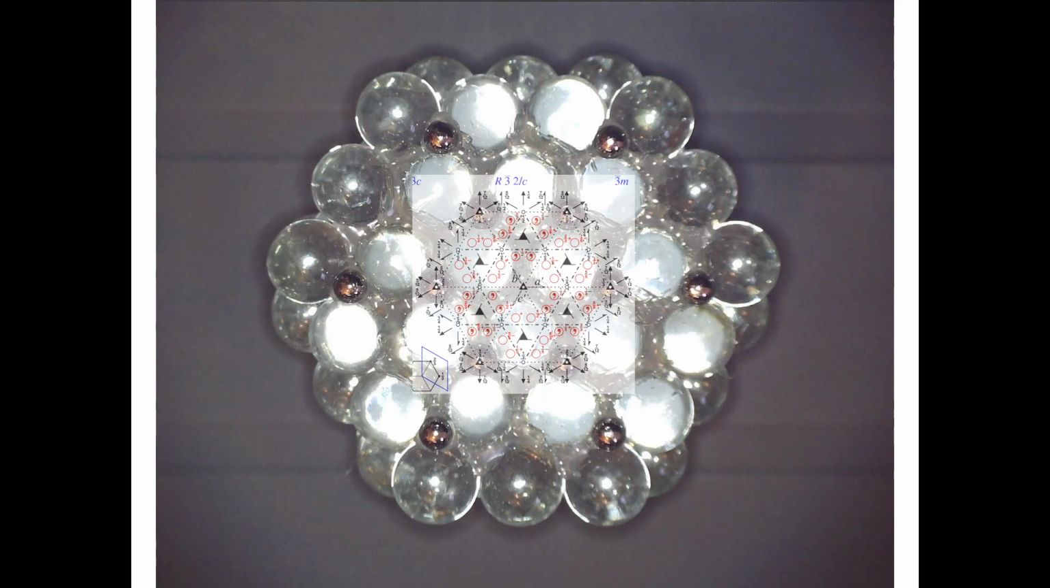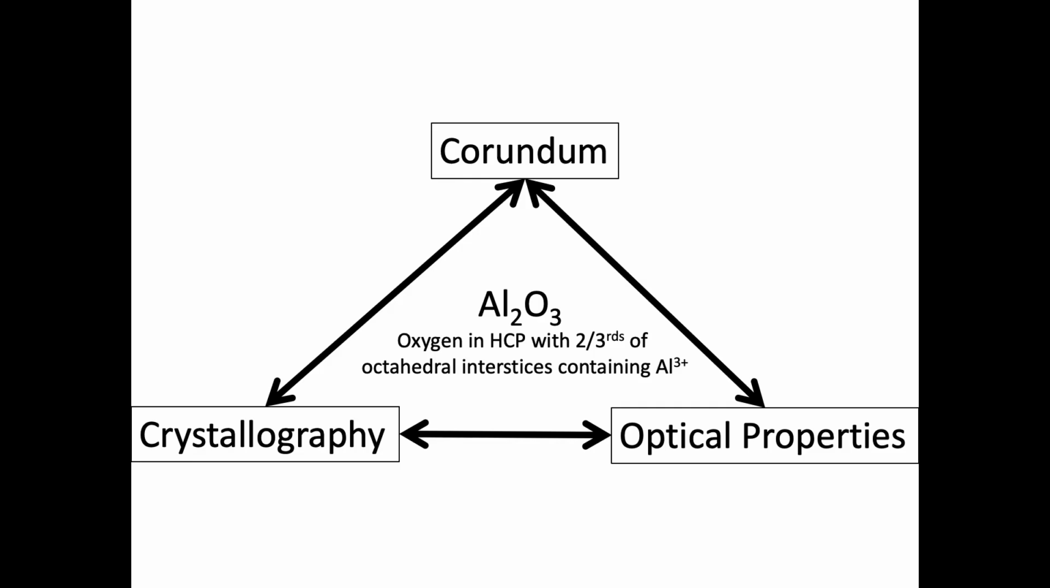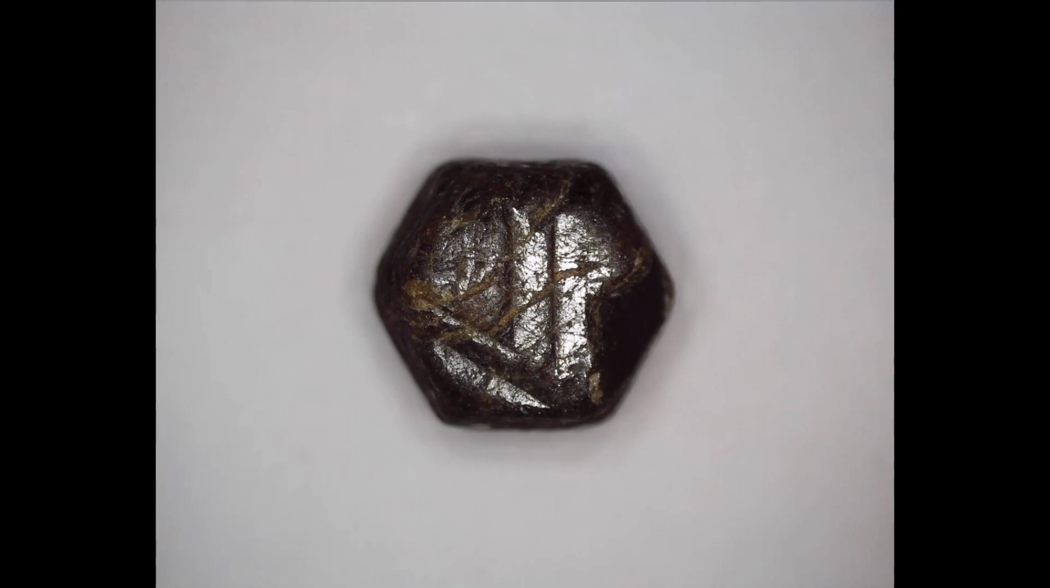So let's go back to our triangle of big picture concepts. We've covered the chemistry and structure that define corundum, but now let's take a look at the crystallography of a macroscopic corundum crystal. So let's head to the lower left portion of our triangle of concepts. Here we have a fairly euhedral macroscopic corundum crystal.